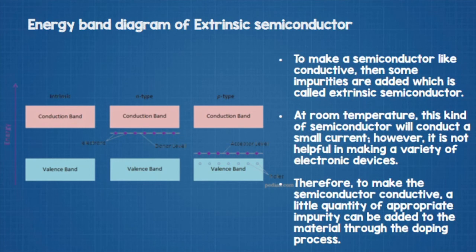What is extrinsic semiconductor? To make a semiconductor conductive, some impurities are added, which is called an extrinsic semiconductor. At room temperature, an intrinsic semiconductor will conduct only a small current, however, it is not helpful in making a variety of electronic devices. Therefore, to make the semiconductor conductive, a little quantity of appropriate impurity can be added to the material through the doping process.